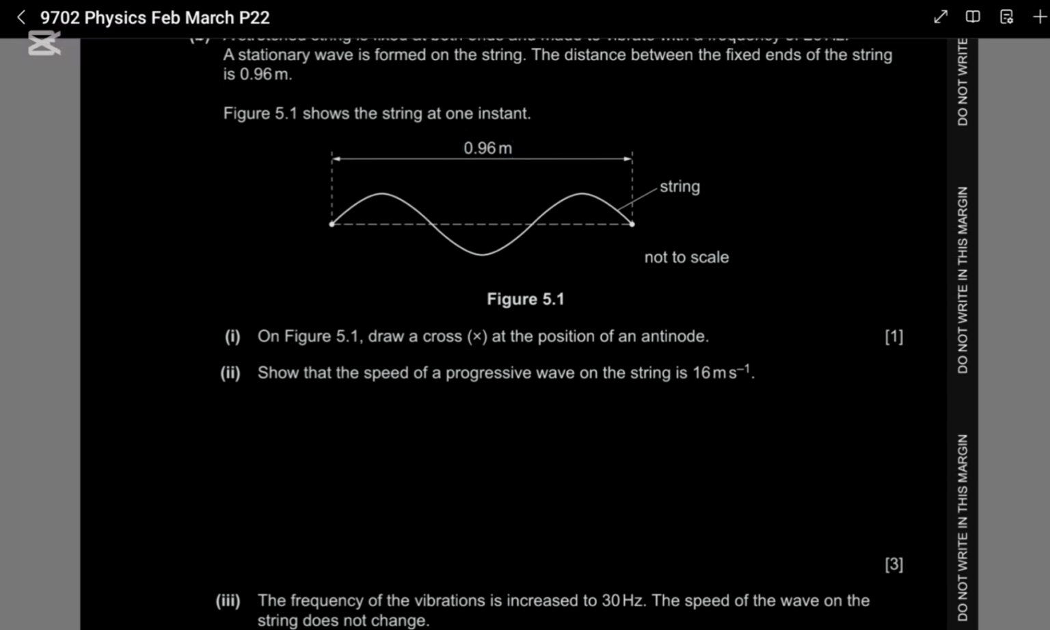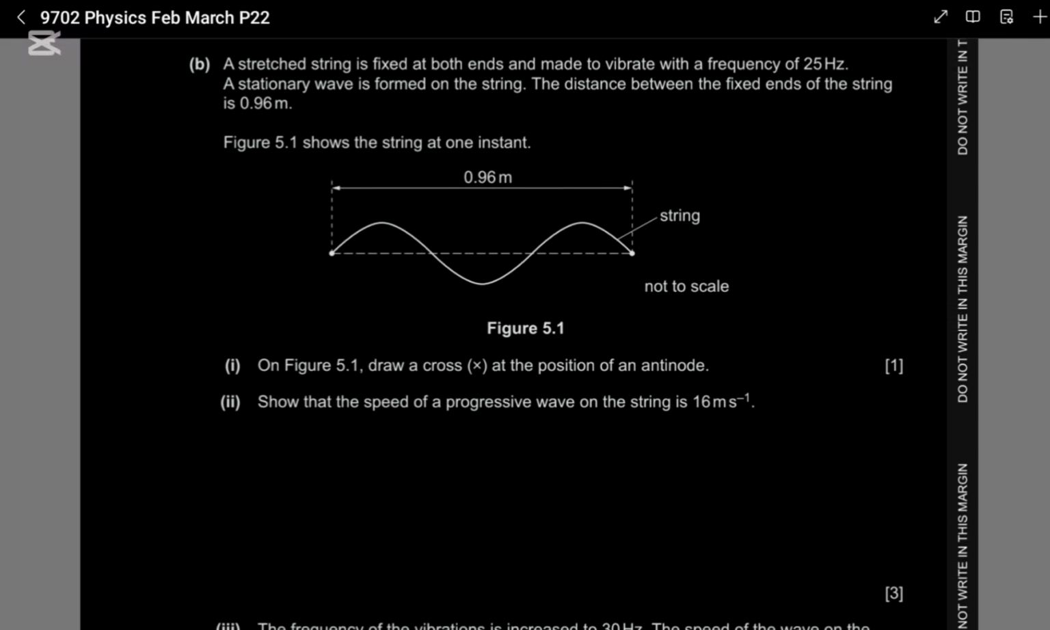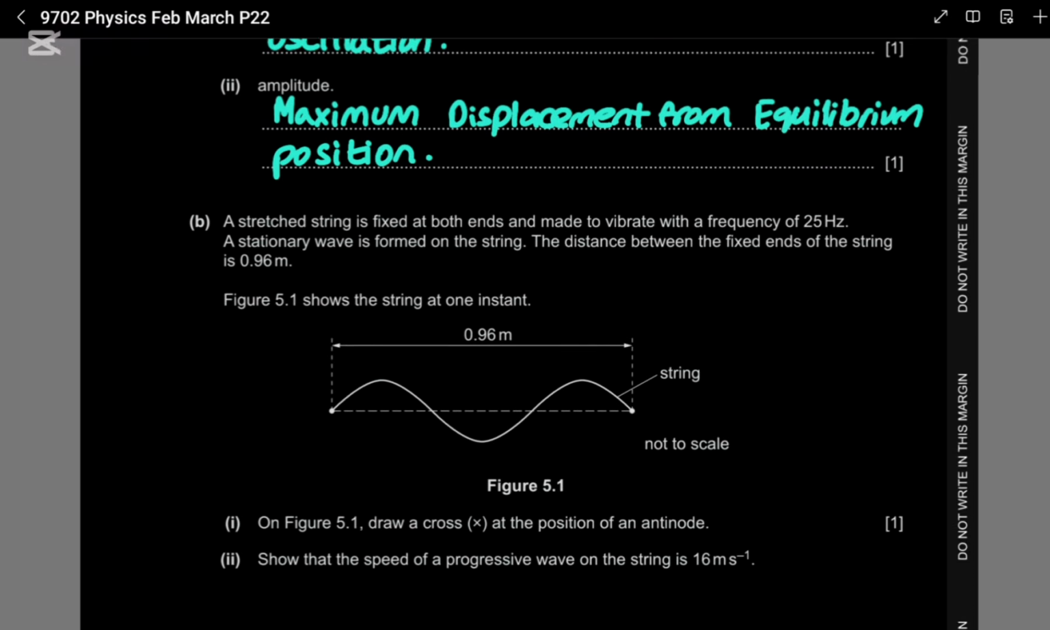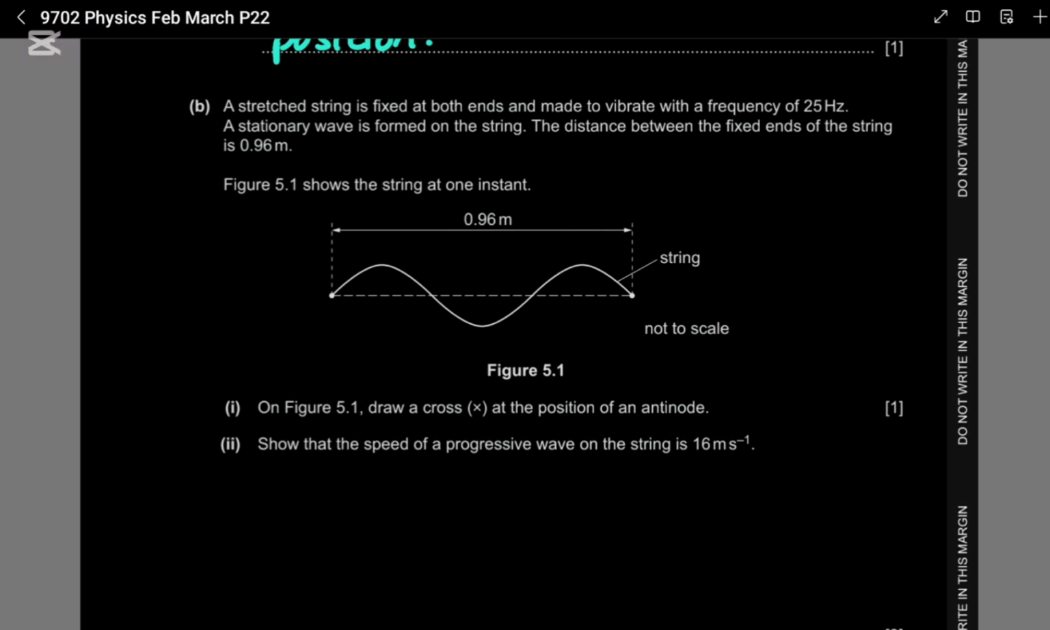Now part I, draw a cross at the position of an antinode. We said that antinode is the... no, that was amplitude, never mind. But antinode is also maximum displacement. So the maximum displacement is this, it is this, it is this. So these are the antinodes. Whereas the nodes are zero displacement positions, so these are the nodes. So I hope you get that. So let me draw a cross over here, antinode.